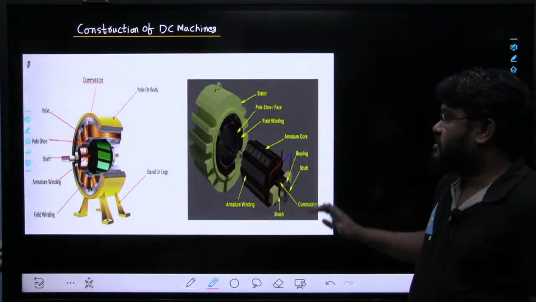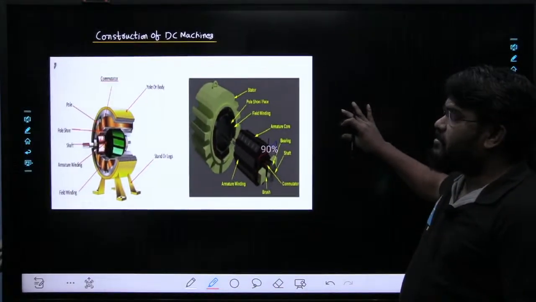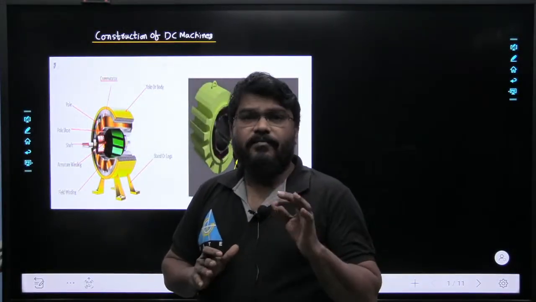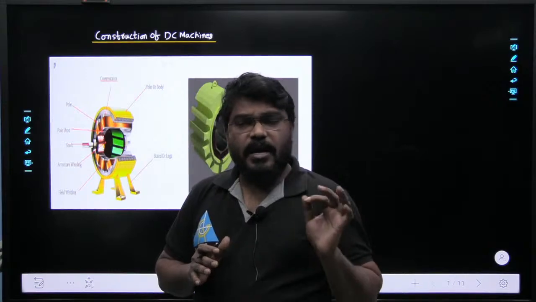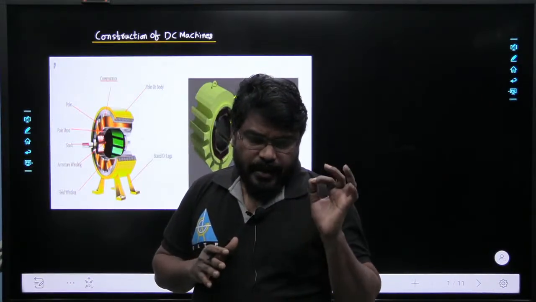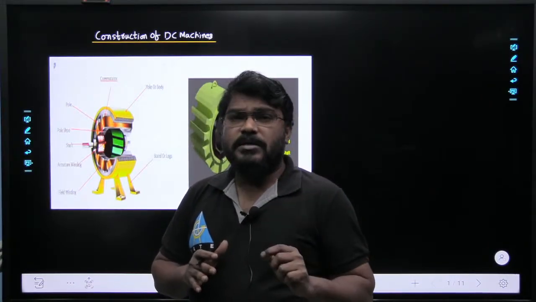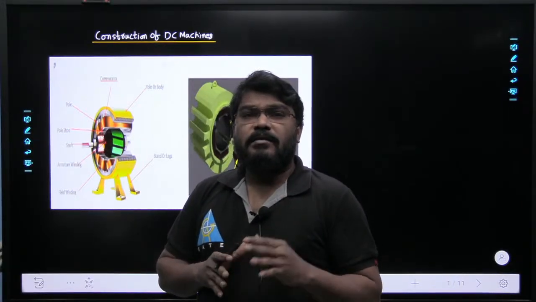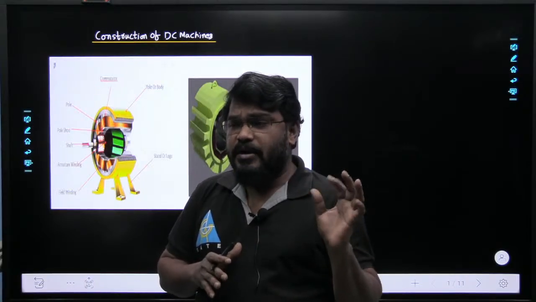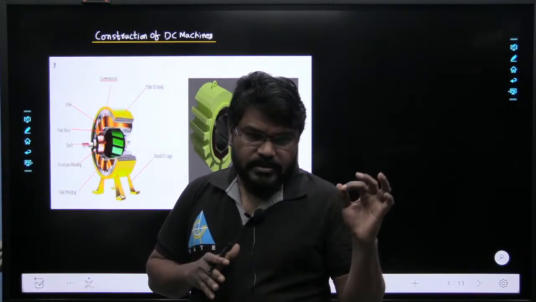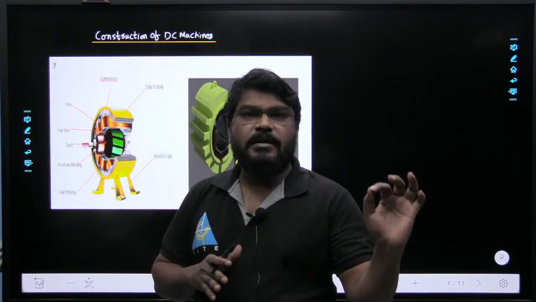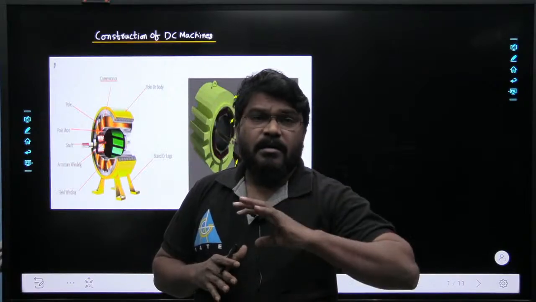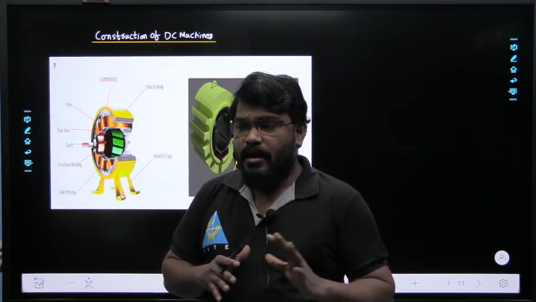Okay, so now see here, constructionally there is no difference between the generator and the motor. That is, one machine can be used as a generator as well as a motor. That means we can use one machine as a generator and also as a motor. So what is the difference? The difference is the way the input is given to the machine. If the input is given as electrical energy, then the machine acts as a motor. If the input is mechanical energy, then the machine acts as a generator. Okay, all of you clear on my point?